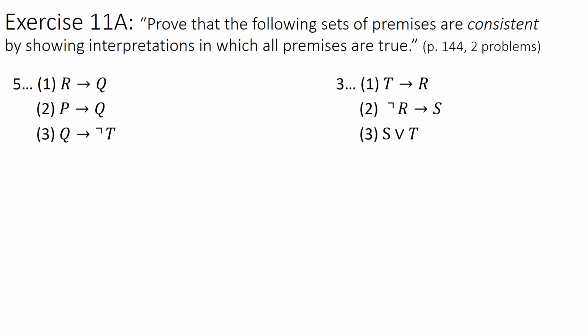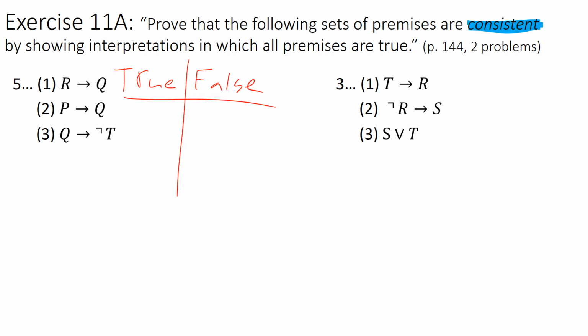Let's work on two problems with exercise 11a. We're to prove the following sets of premises are consistent by showing interpretations in which all premises are true. Number 5, we have 3 premises. First, I'll write a true-false table. So some atomic sentences we will assign the value of being true, perhaps, and some atomic sentences we will assign with the value perhaps being false.